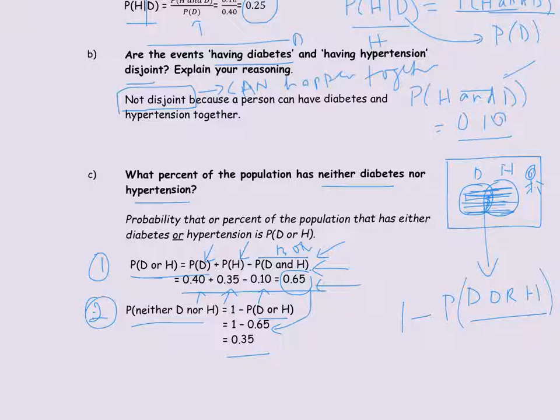Now, it's possible that a question could just ask you to find P of D or H. It's going to be pretty clean because all you have to do is copy the formula for overlapping events. It's the addition rule, or goes with addition. And then if you've written down your probabilities at the beginning of the problem, then all you have to do is plug them in.